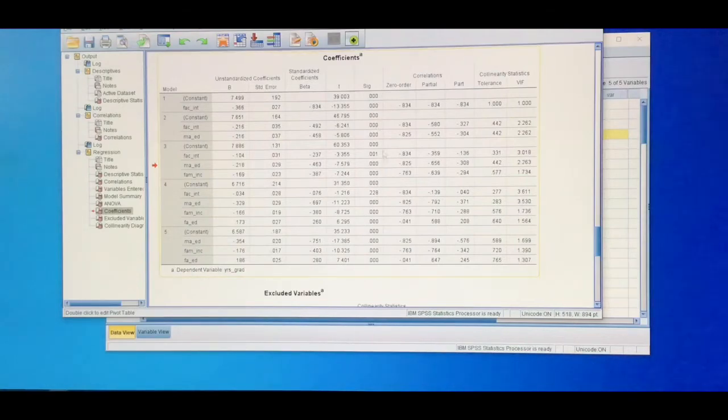Let's look at the significance value here. In the fourth model, the faculty interaction, it was not significant. So that means it got no effect to the dependent variable anymore. Faculty interaction shows that it is not affecting the years to graduate. That is why in the fifth model it is being removed.